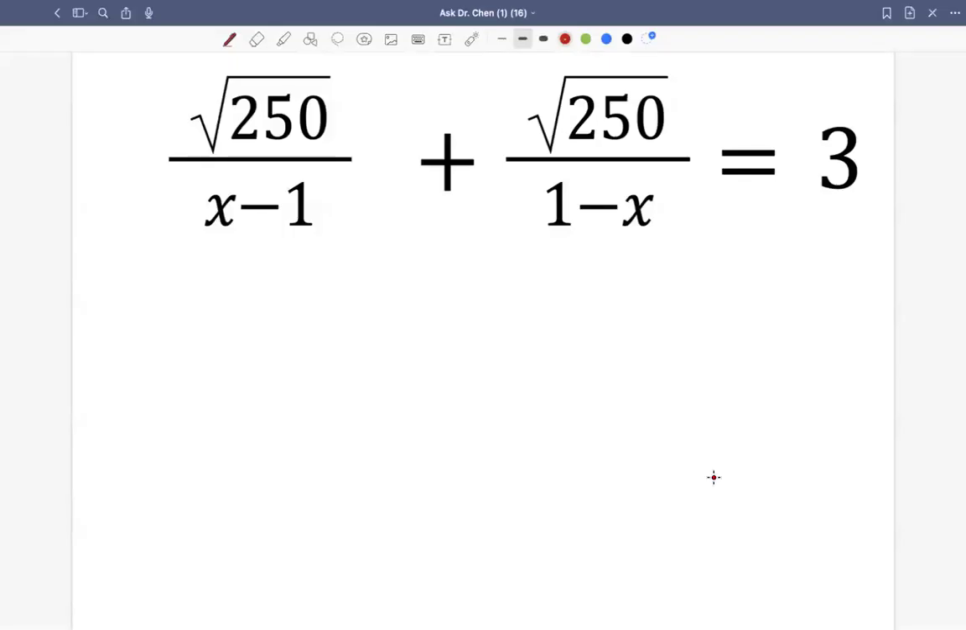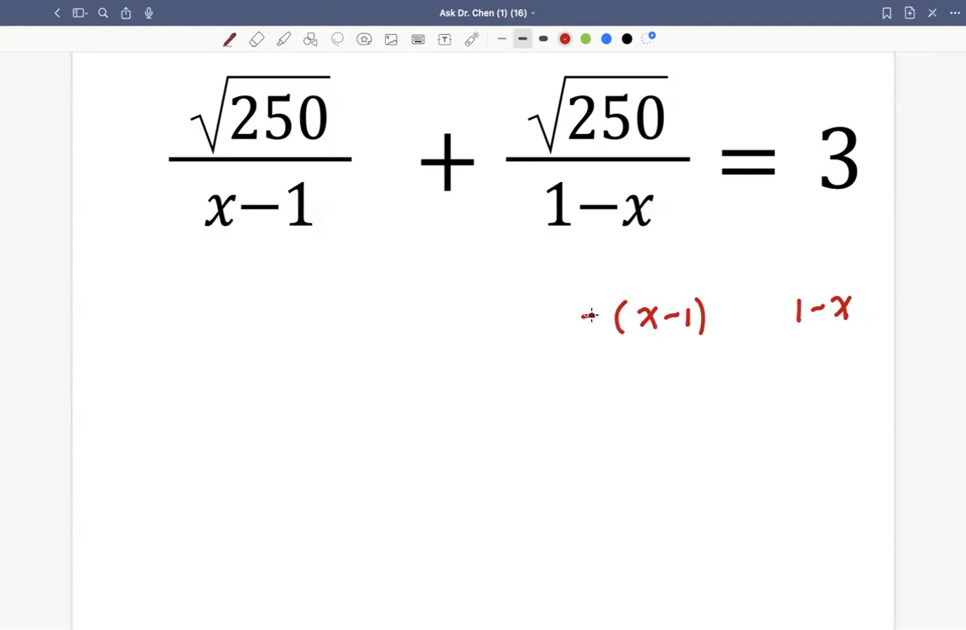Let's see this question. So let's see this equation. The numerators on the left-hand side are the same, square root of 250. The denominator is off by 1, right? Let's take a look. So x minus 1 compare with 1 minus x.